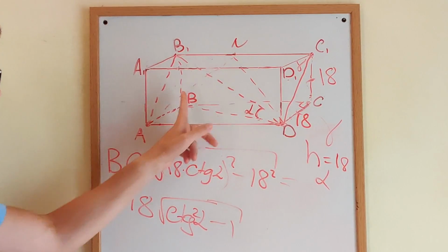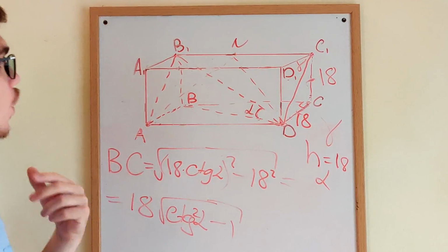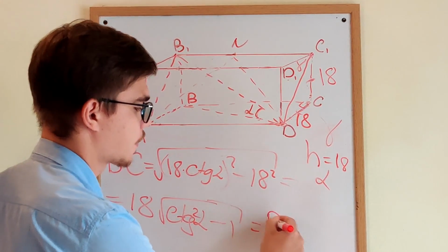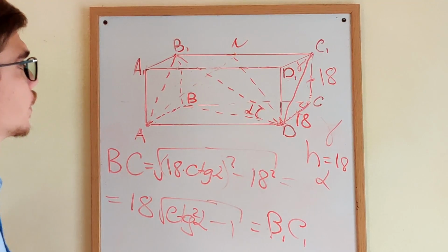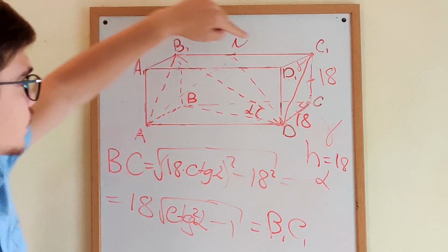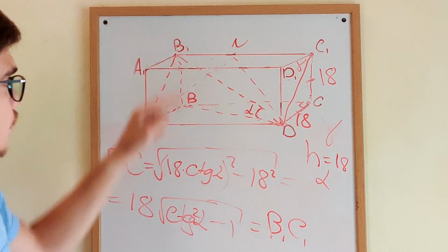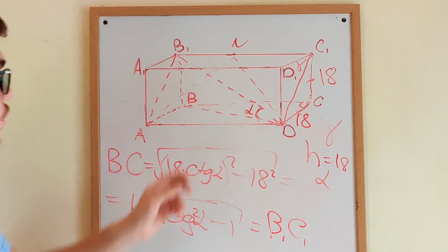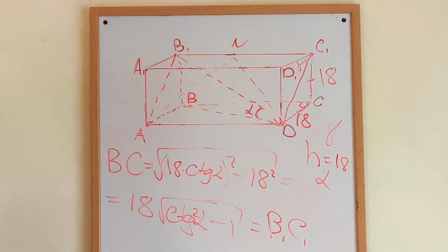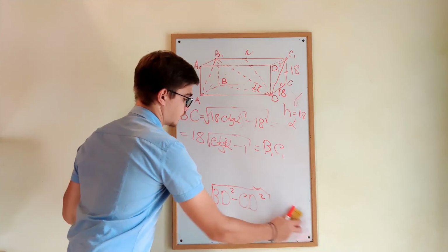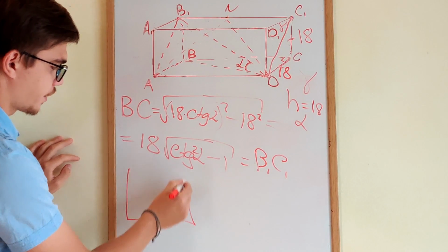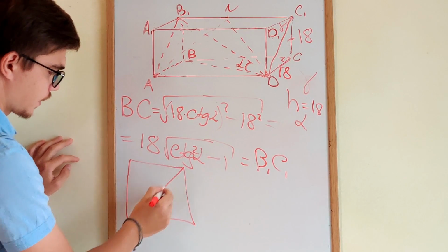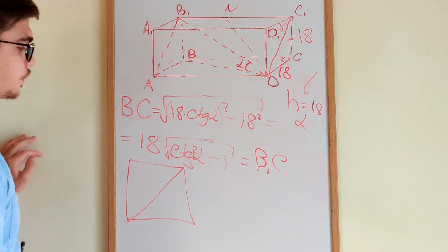So we found BC, but BC is obviously equal to B1C1, right? This side and this side are equal. So this is great because this is the side of the rectangle that we want to find the area of. Now we want to just find the other side, C1D. But this is very easy because the side C1D lies in a square, right? It's the diagonal of the square.